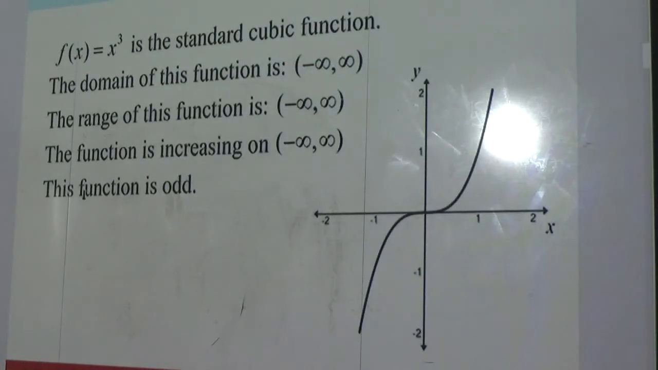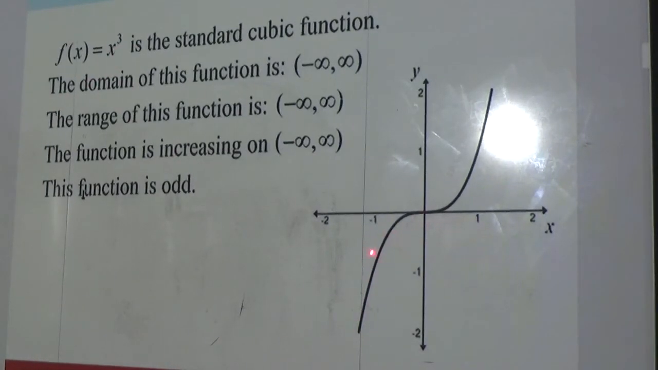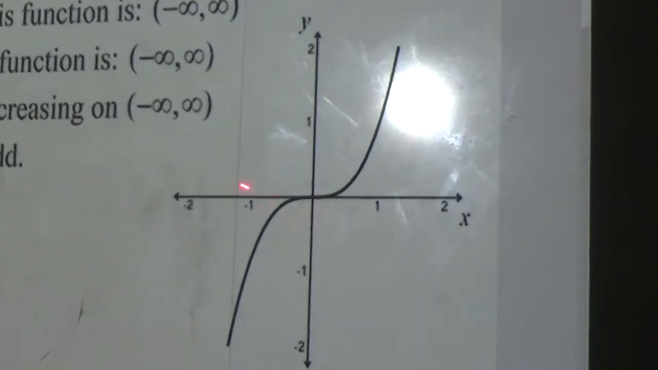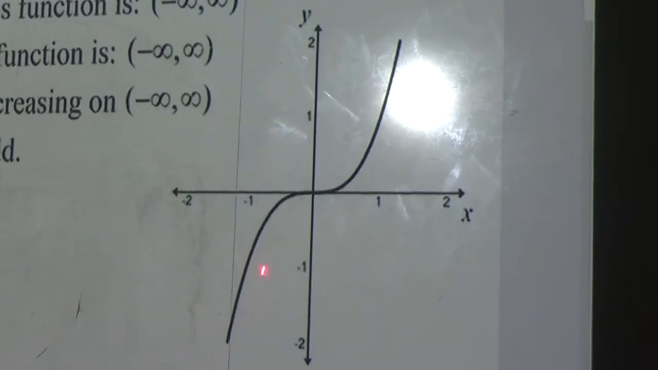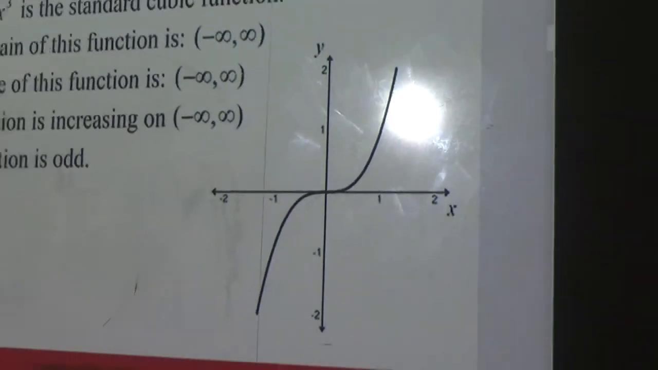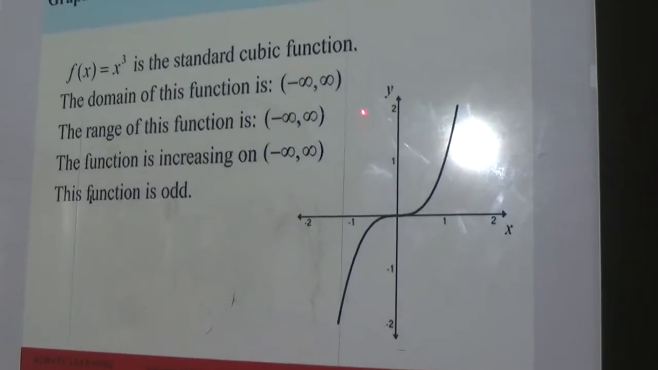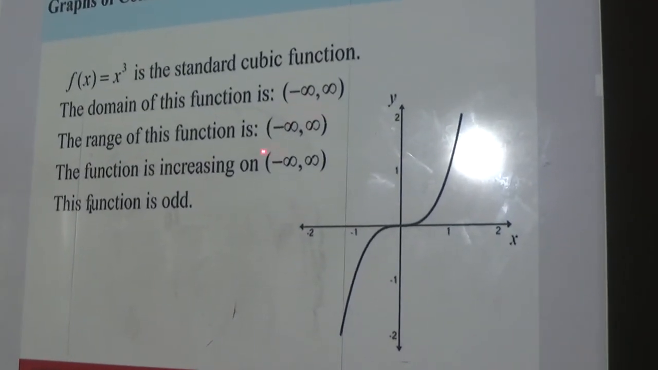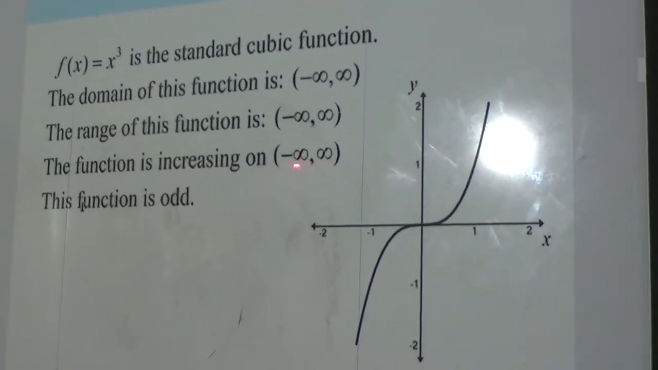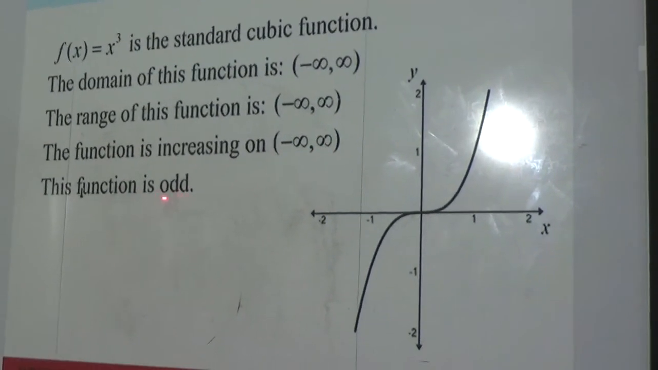X cubed, now remember we said negative values raised to an odd exponent remain negative, so that's why we have this downturn on the x cubed, and we had it going up on the x squared. Now it's negative values because of the odd number 3 is the exponent. So this one has a domain of all real numbers, has a range of all real numbers, it's increasing along the entire domain, and this is an odd function.